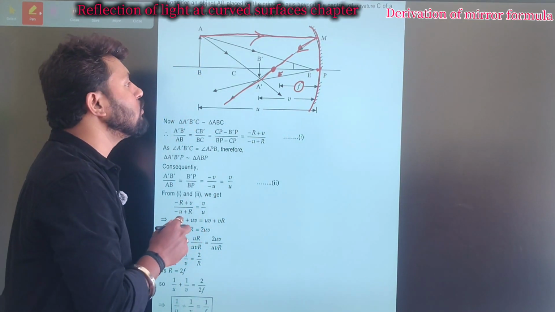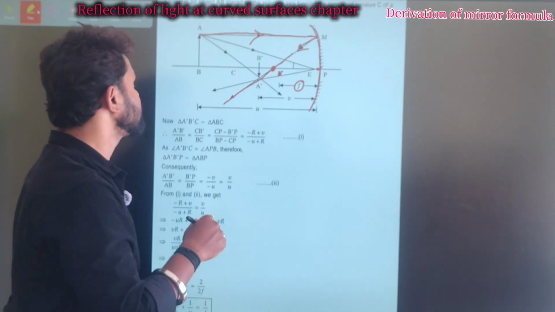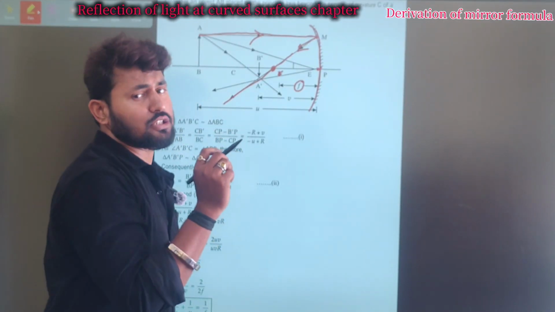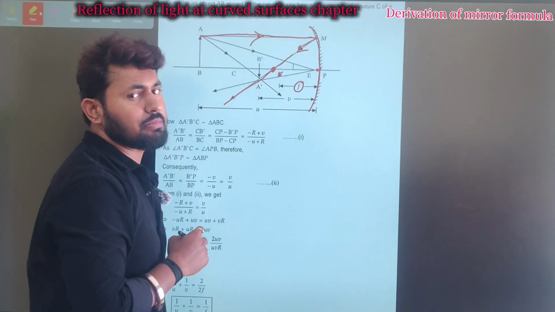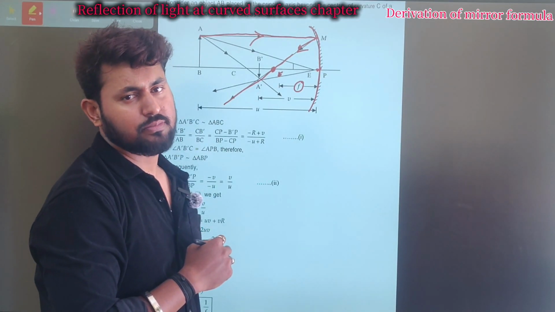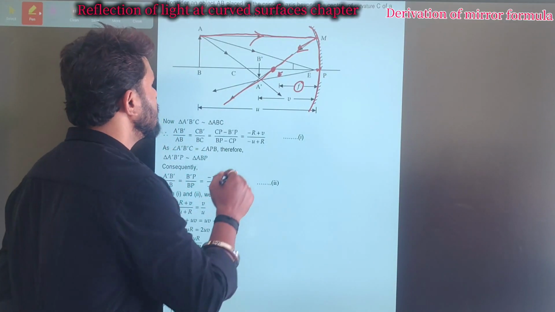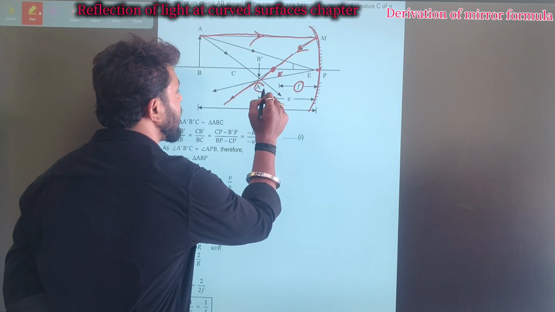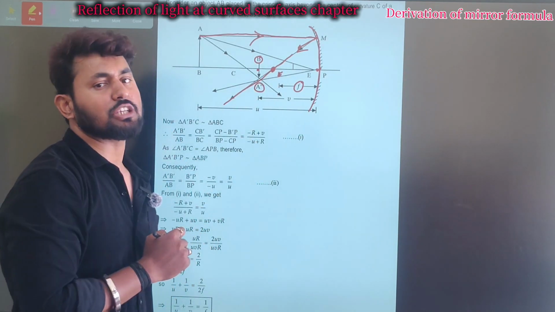Now, the new terms that you have over here. The first thing that you should keep in mind is AB. AB is nothing but the height of the object that we have. Now A dash B dash is nothing but the height of the image which has been formed.